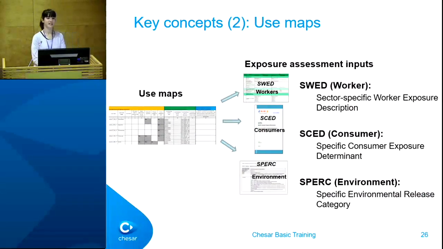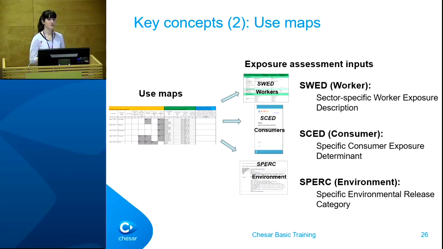Then we have the use maps. They are Excel files that have been generated by the downstream user associations. And they contain information on the uses and the contributing activities, and also information on the exposure assessment inputs for each contributing activity. So the exposure assessment inputs could be SWEDs, SCEDs, and SPECs.